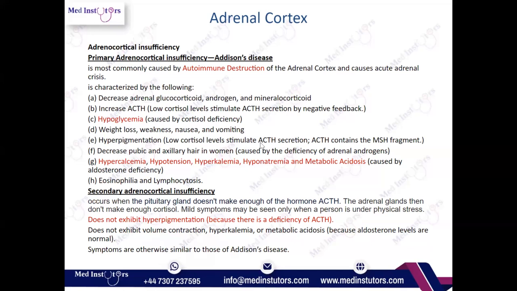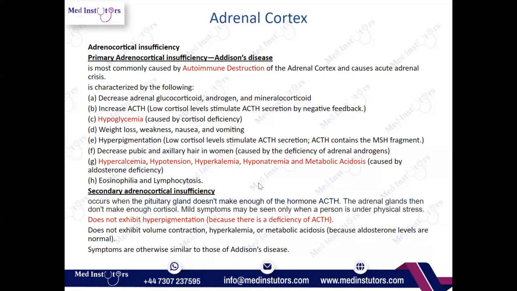Weight loss, hyperpigmentation due to increased ACTH level, decreased pubic and axillary hair, hypercalcemia, hypotension, hyperkalemia. Why hyperkalemia? Because aldosterone is no more working, it is no more excreting potassium, so as a result, it is accumulated in the body. Hyponatremia, because sodium is not getting reabsorbed by the aldosterone, so we are losing sodium. So it would lead to hyponatremia. Metabolic acidosis, due to this hyperkalemia, it would lead to hydrogen ion retention, which leads to metabolic acidosis. Then we have eosinophilia and lymphocytosis as well.